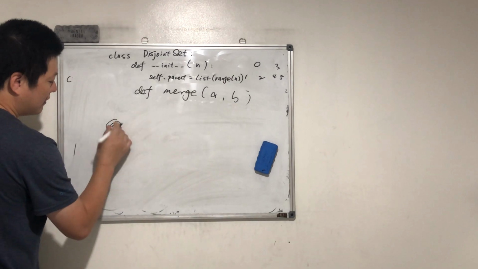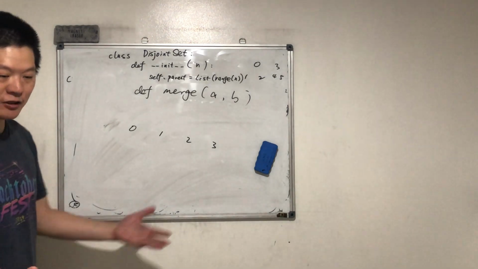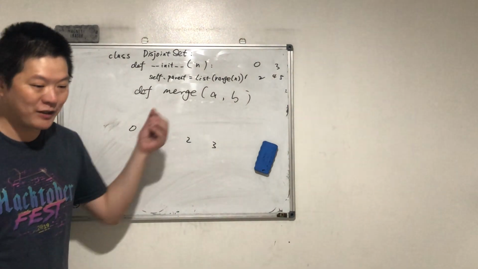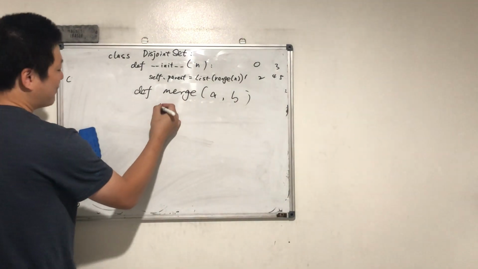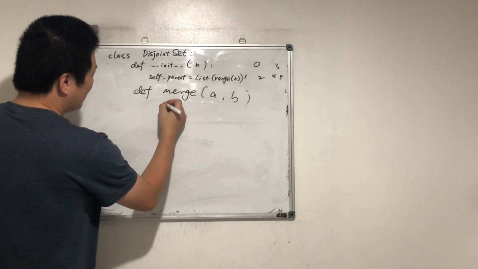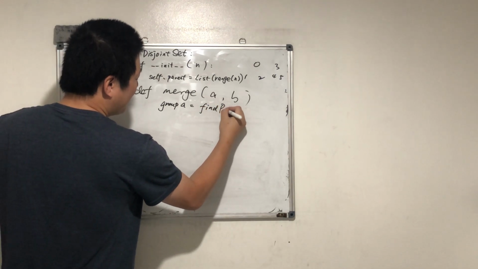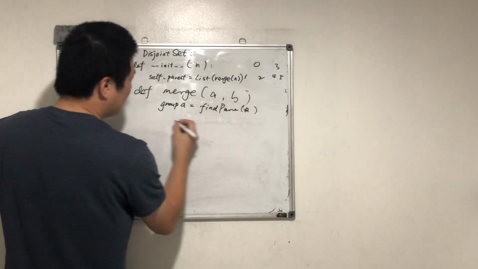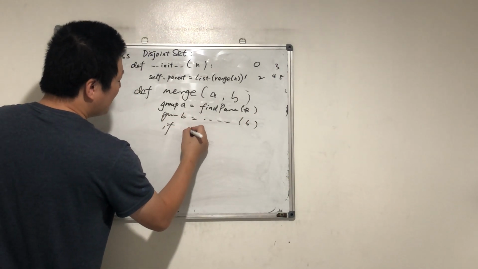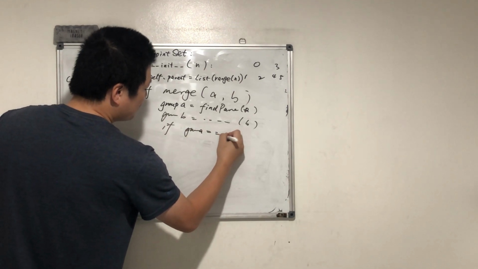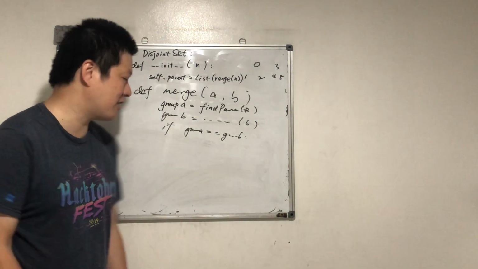Yeah, 0, 1, 2, 3. I want to merge. Remember, I talked about this before. I just have to assign one to another, right? So in the best case, first of all, I have to check what the group A is. Group A equals find parent A. Group B equals find parent B. If group A equals group B, what does it mean? They're already in the same group. Do I need to do anything else? No, I just pretend, right?